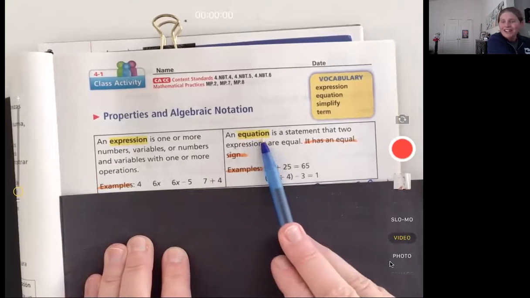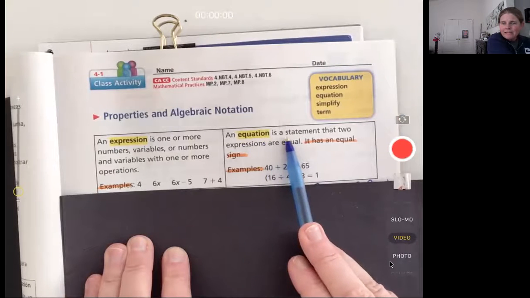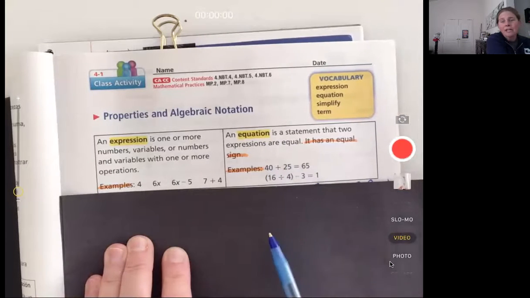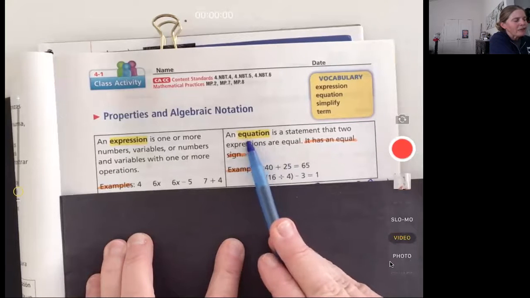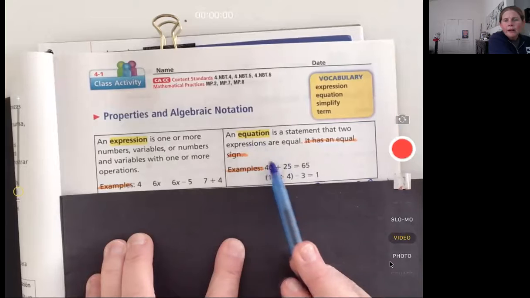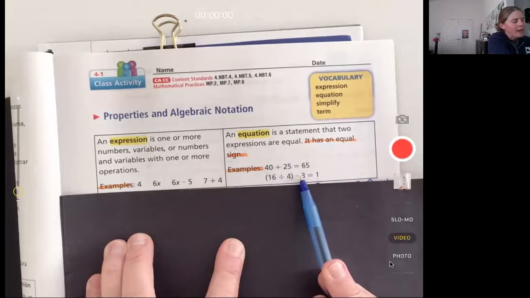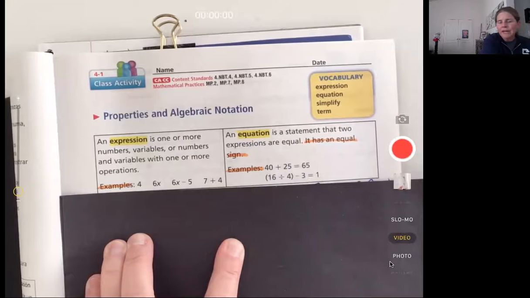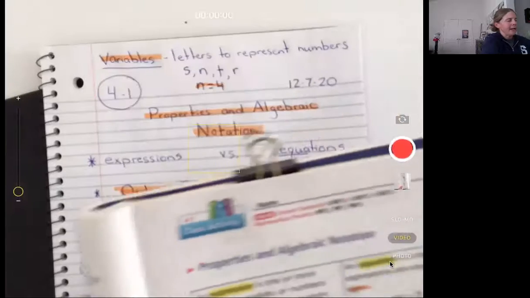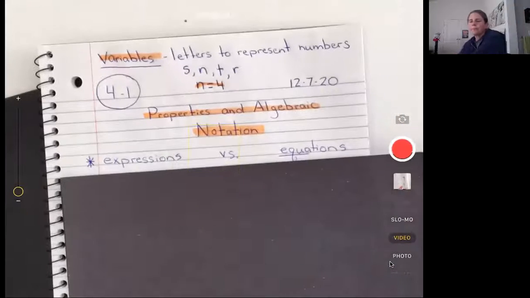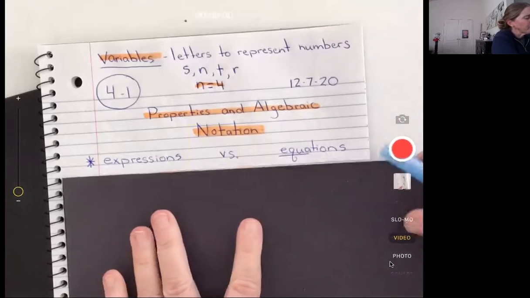Versus the equation, which is a statement that two expressions are equal and it does have an equal sign. I kind of always remember equation kind of feels like equal. That reminds me an equation always completely has the equal sign, which shows the answer. Okay? All right. Let's move on to my next little part. So we've got expressions versus equations.